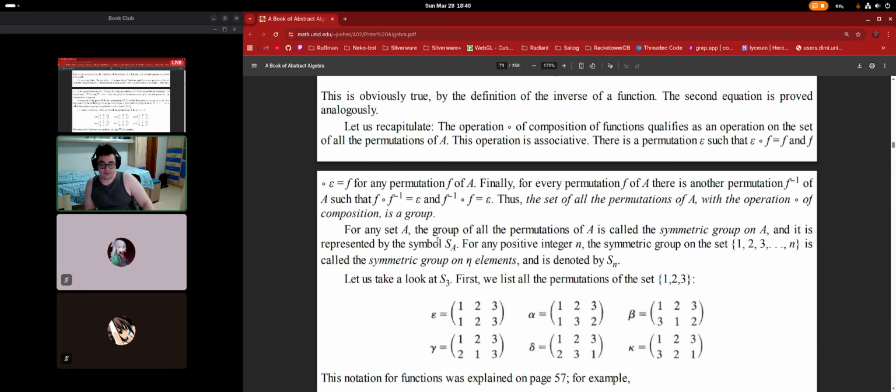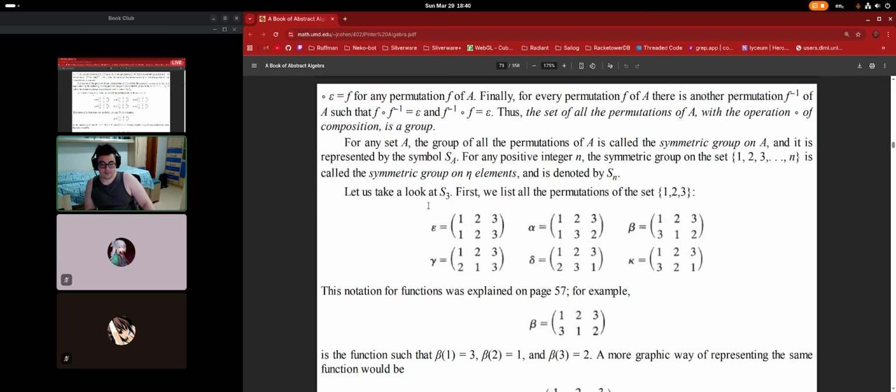For any set A, the group of all the permutations of A is called the symmetric group of A, and it is represented by the symbol S_A. For any positive integer n, the symmetric group on the set {1, 2, 3, ..., n} is called the symmetric group of n elements, and it is denoted by S_n. Let us take a look at S_3.